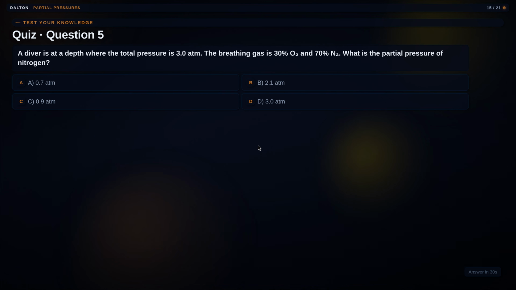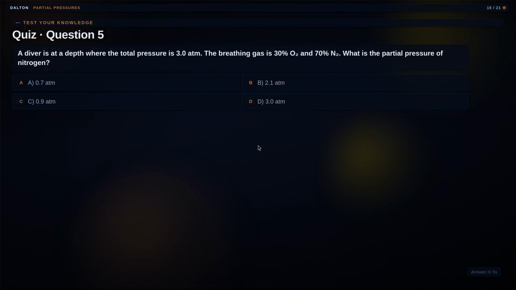2.1 atmospheres. The mole fraction of nitrogen is 0.70. The partial pressure of nitrogen is 0.70 times 3.0 atmospheres, which equals 2.1 atmospheres. Option A is the surface partial pressure of nitrogen, not at depth. Option C is the partial pressure of oxygen at this depth. Option D is the total pressure itself.